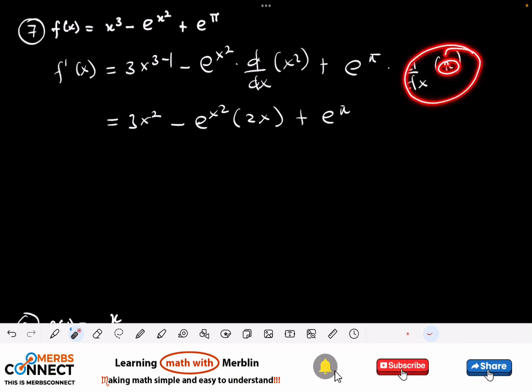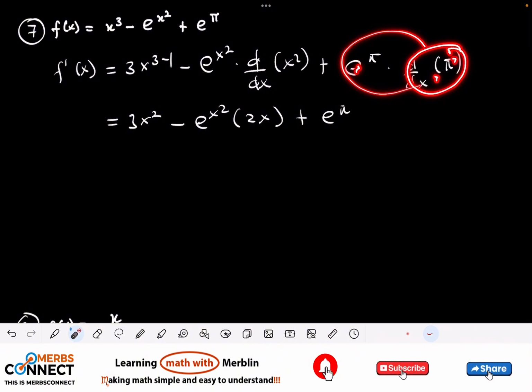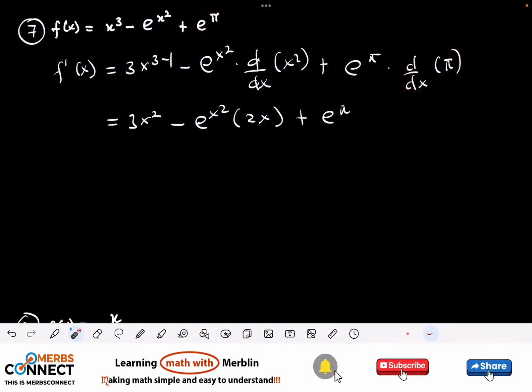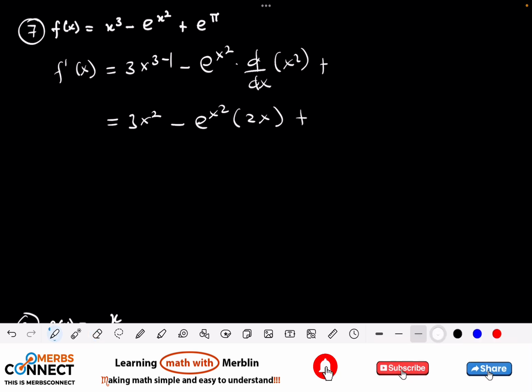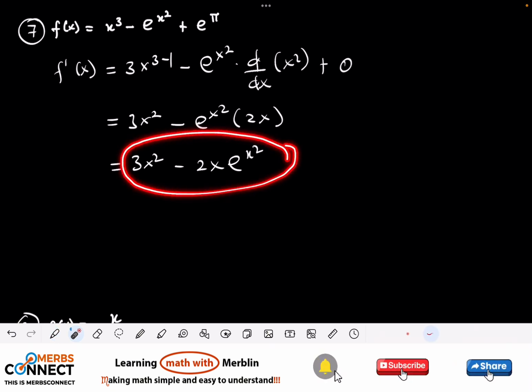So when I differentiate a constant, I'm going to get 0, and 0 times this one will be 0. So that's why I'm saying that this is a constant. So you don't even need to do this. All I need to do is when I differentiate the constant, I'm going to get 0, and that's all. Good. So this is going to be 3x squared minus 2x e to the power x squared. Yeah. So this is what you are going to get at the end of the day.